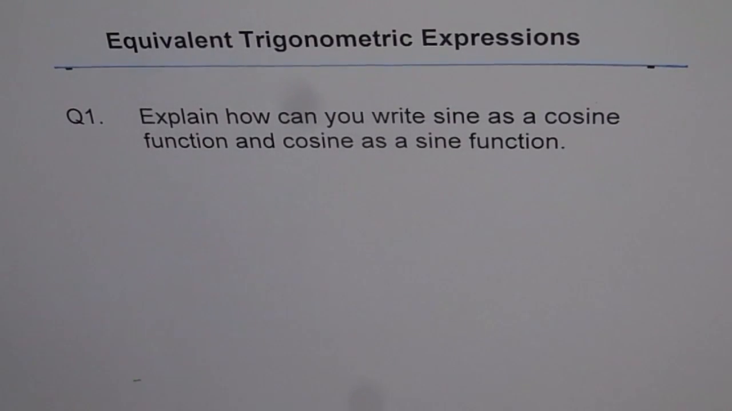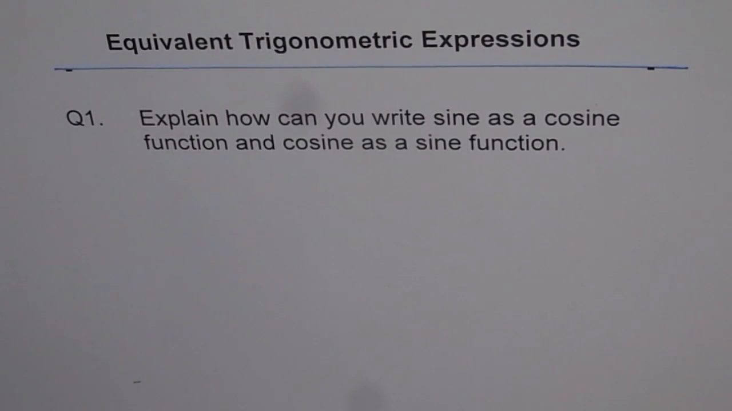Equivalent trigonometric expressions. In this set of videos, we are trying to understand how to write sine in terms of cosine, how to write cosine in terms of sine, and how to write these trigonometric ratios in terms of other angles. So related angles, correlated angles, and cofunction identities are the things which we are going to consider in this set of videos. The very first one is a very basic question.